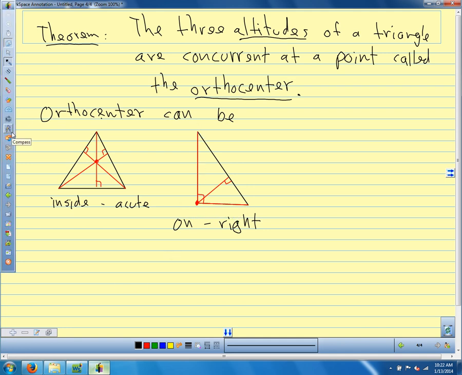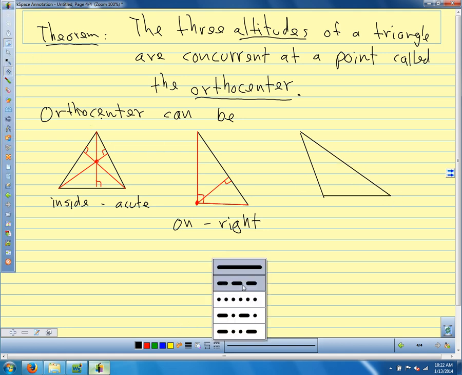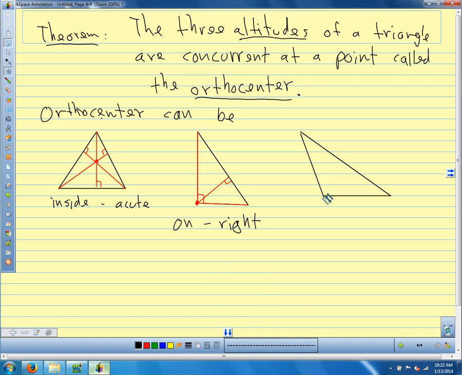And with the obtuse triangle, just like the circumcenter, we get our orthocenter outside. I'm trying to draw one so the orthocenter doesn't get too far outside. All right, let me extend these sides. We have to extend these to get our altitudes.